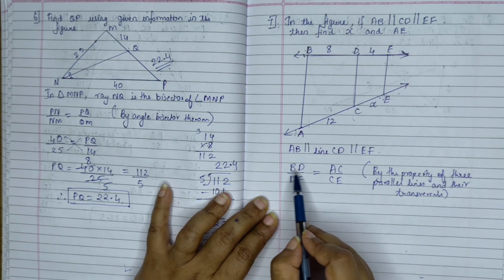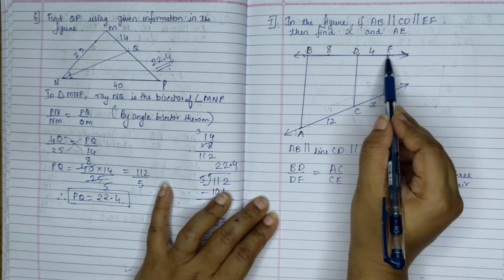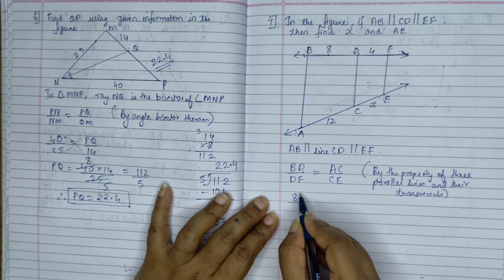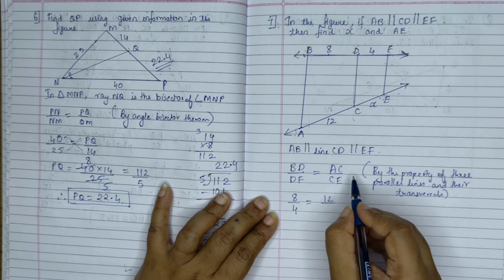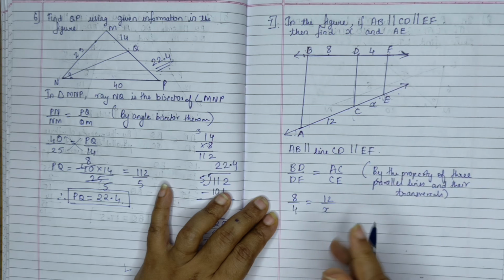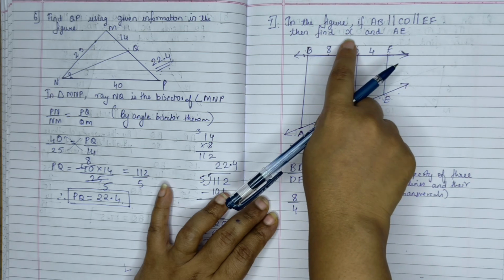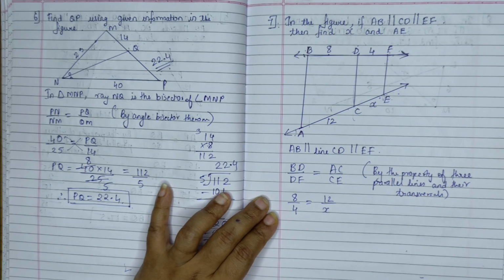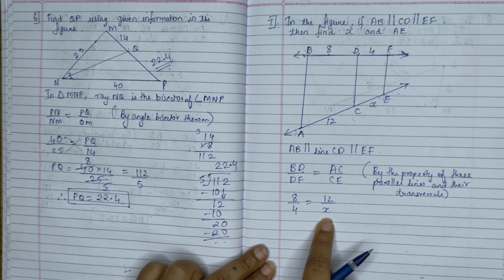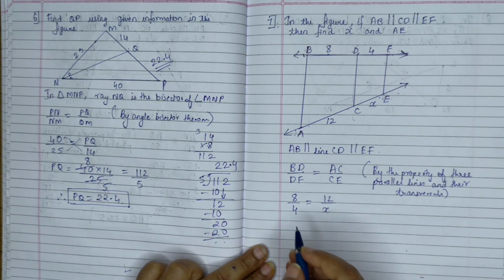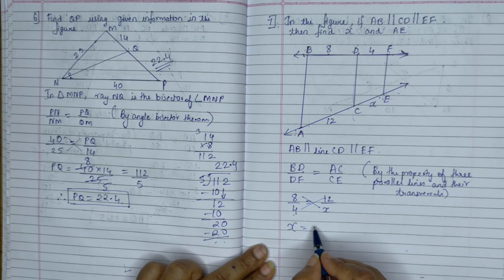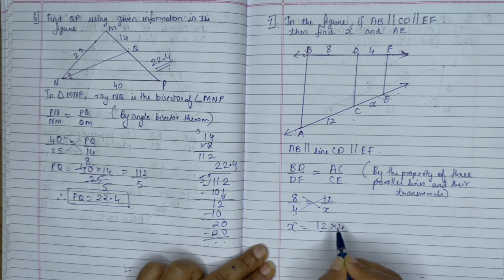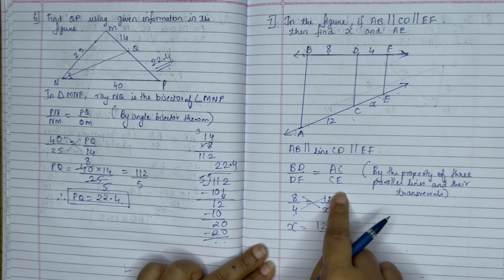Now we put the values. BD is 8 and DF is 4. 8 upon 4. AC is 12 and CE is given x. That is only what we have to find. We have to find the value of x and AE also. So first we will find out the value of x. By cross multiplication, x is equal to 12 multiplied by 4 upon 8.